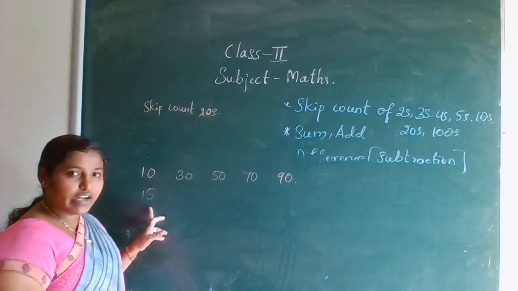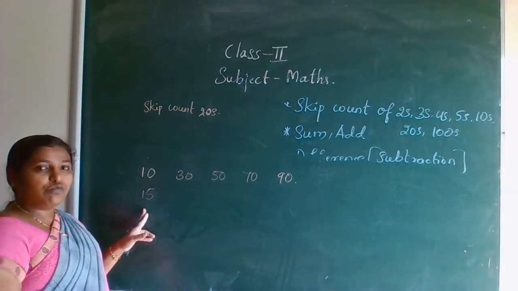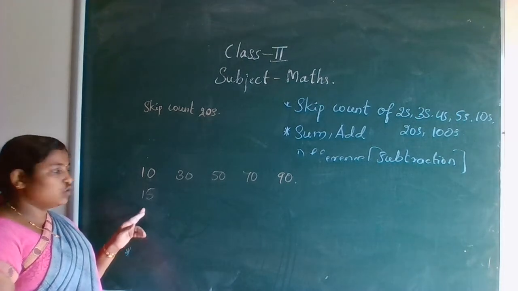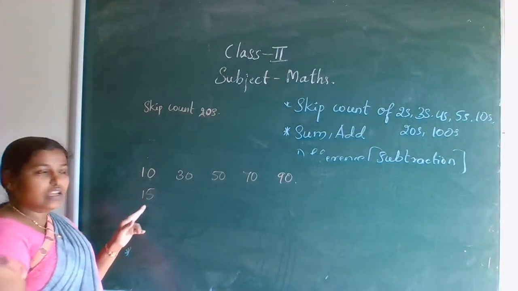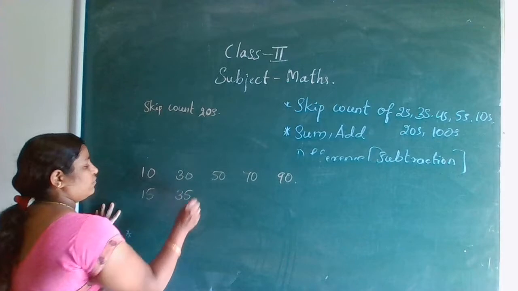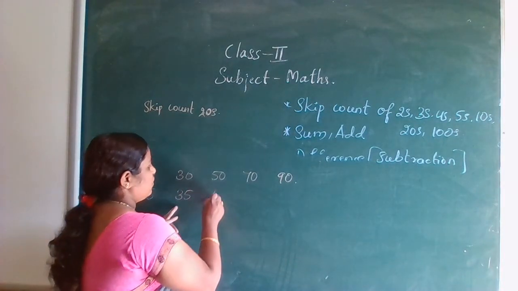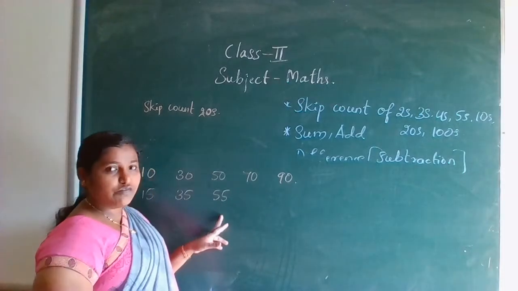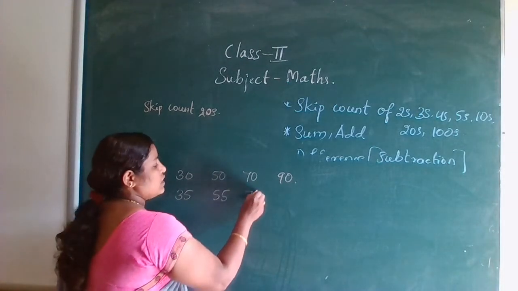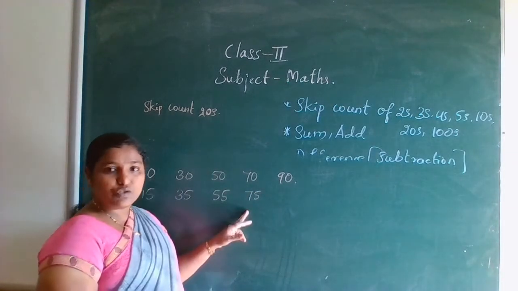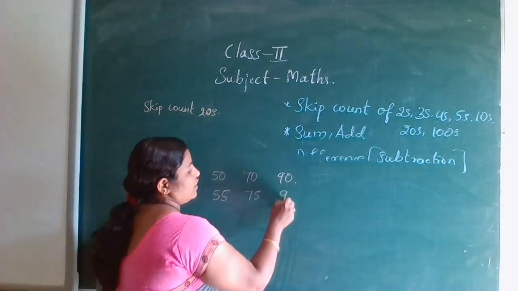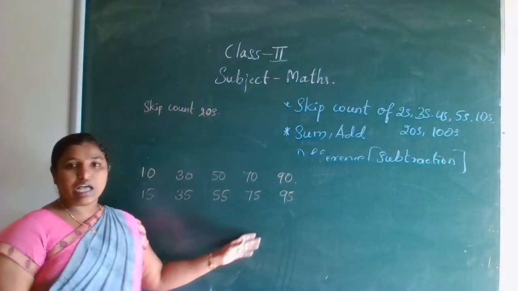Suppose 15, right? Skip count of 20s. For 15 we should add 20. So 20 plus 15, 35. 35 plus 20, 55. 55 plus 20, 75. 75 plus 20, 95. So this is the answer.